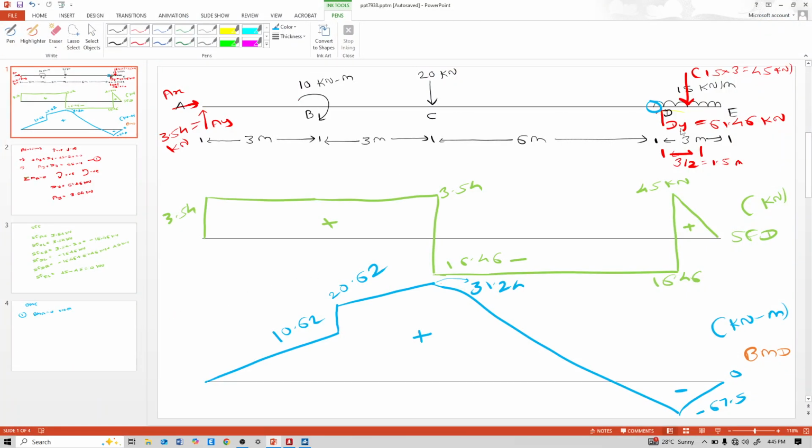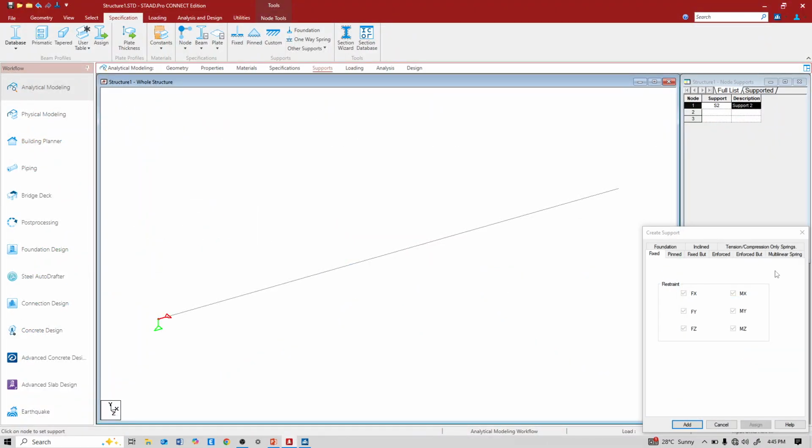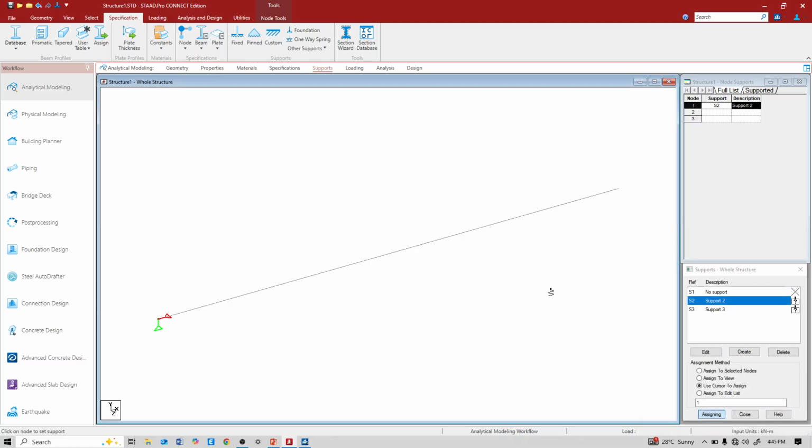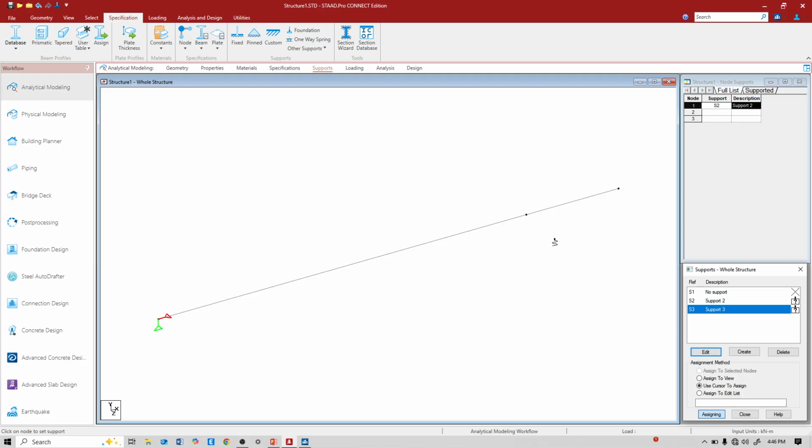Next, at point D there is roller support. So create roller support, only Fy reaction comes, all others are released. Shift K, then select this support 3, use cursor to assign, assign and assign.